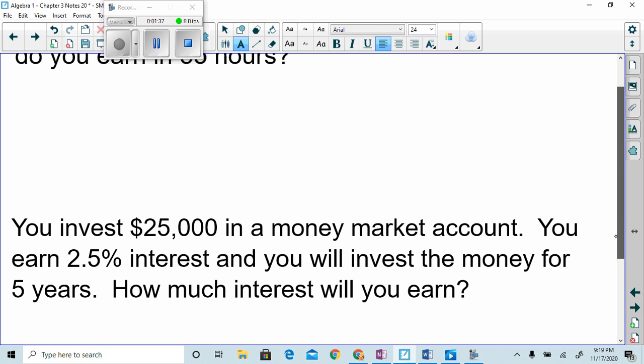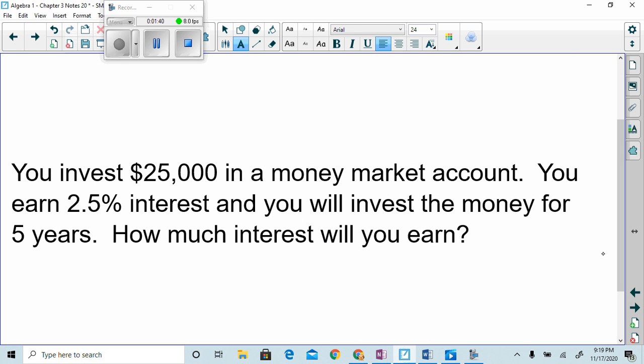We move on to the next problem, which is an interest problem, simple interest. You invest $25,000 in a money market account. You earn 2 5/10% interest, and you'll invest that money for 5 years. Your formula, just to help you out, is interest equals principal times rate times time. So you're calculating interest, and that's our goal, is to find the interest. We already know the principal is $25,000.